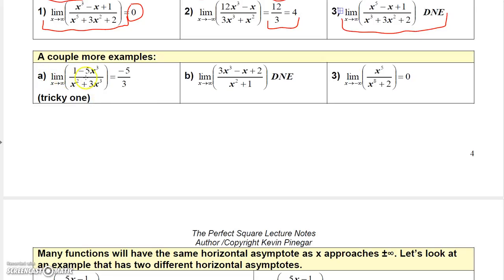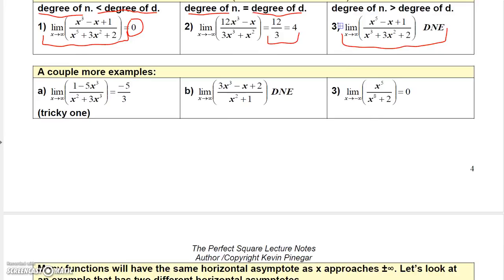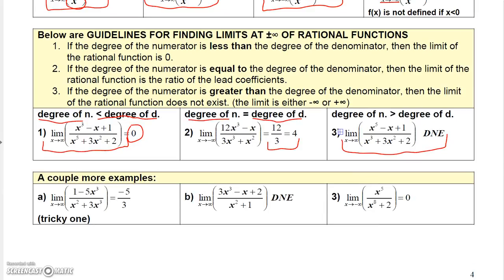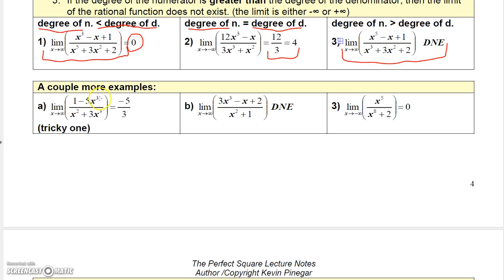Go ahead and read these others. There are 3 more down here that you can practice on, but basically they follow the same rules as far as finding limits of rational functions as x approaches plus or minus infinity. So be careful though, because here you have 3 here and 3 here, so the degree is 3, but it's the last term, so the ratio is negative 5/3 for this one. So anyway, you can read the others. I'm going to finish this on the next video.